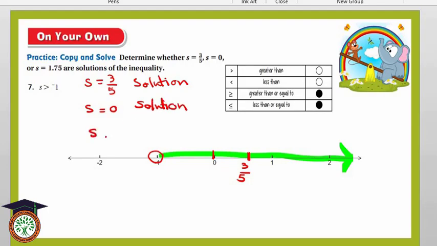What about S equals 1.75? Here is 1 and here is 2, so it's more than half. This is 1.5 and it's here, 1.75. So it's still on my shaded part, so it's what? A solution. So all of these answers are solutions of this inequality.